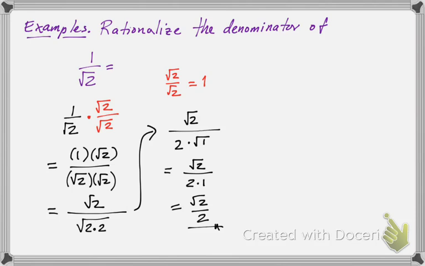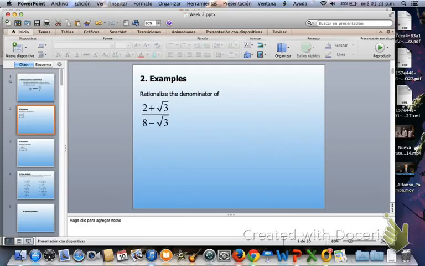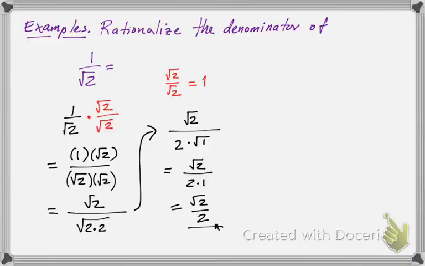Okay, let's see another example. So we have to rationalize the denominator. Sorry about that, some technical problems. Okay, now let's continue with another example. We have 3 over the square root of 6, right? And we have to rationalize the denominator.